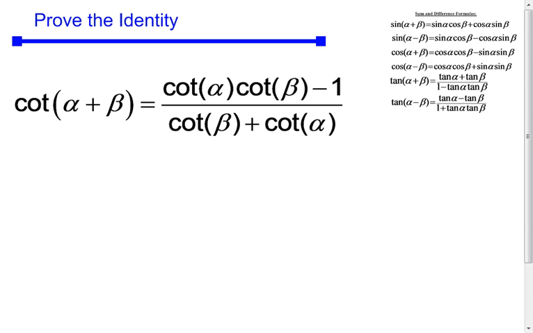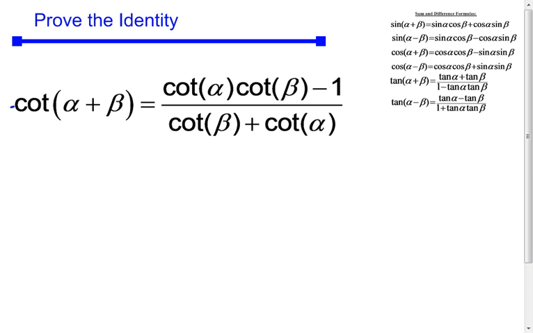All right, and one last one that we need to talk about here. This one looks a little bit different. I have a formula, or this is asking me to prove that cotangent of alpha plus beta is the same as cotangent alpha, cotangent beta minus 1, and so on. The problem is this: I don't have a sum and difference formula for cotangent of alpha plus beta. I do not have a sum and difference formula for that.